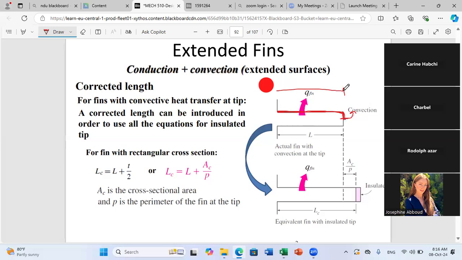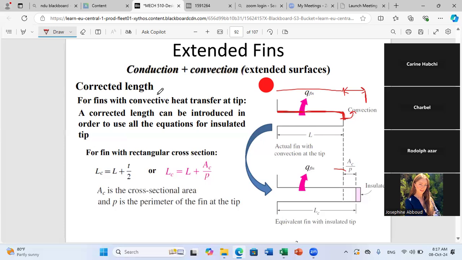So I just open this and I have an additional length here. Then I can consider that at the end of this additional length, I have insulation. And how to calculate this additional length that is doing convection? I consider the cross-sectional area of my fin divided by the perimeter.